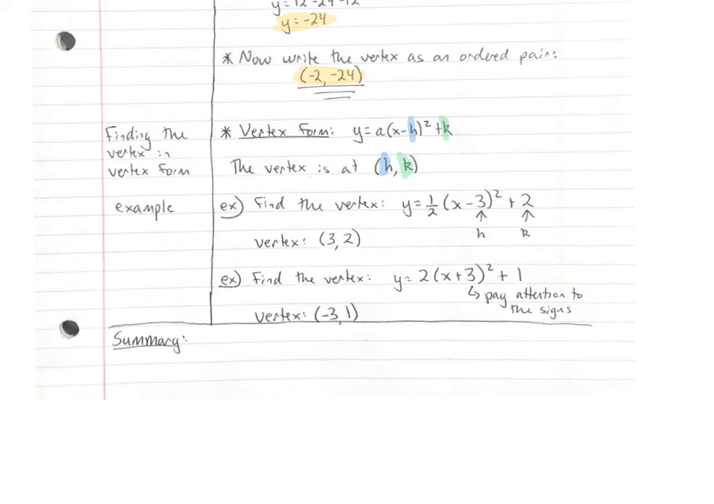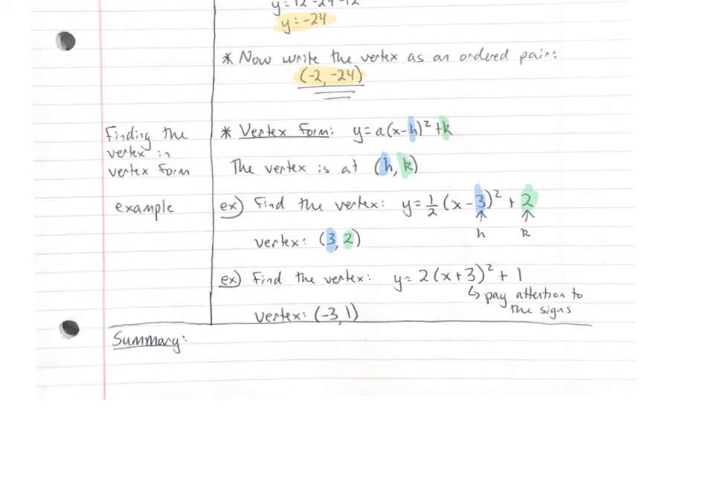Find the vertex of y equals 1/2 times the quantity x minus 3 squared plus 2. I'm going to change the sign. It was a negative 3, and when I find the vertex, it's a positive 3. Then my k value is 2, so my vertex is at 3, 2.